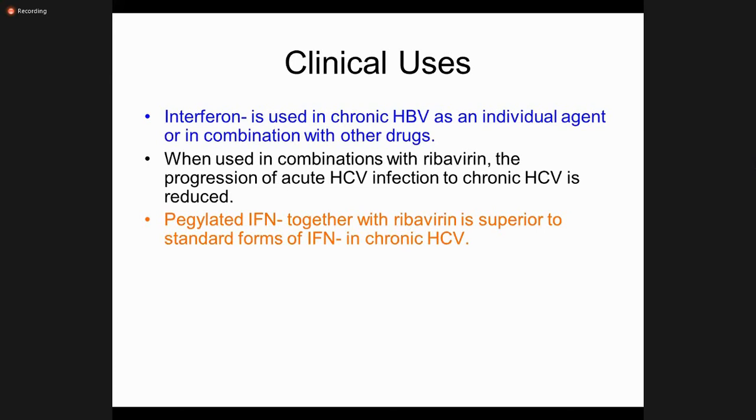This is the oldest drug that we use along with interferon in the treatment of hepatitis C viral infection. Pegylated interferon together with ribavirin is superior to a standard form of interferon in chronic hepatitis C viral infection.